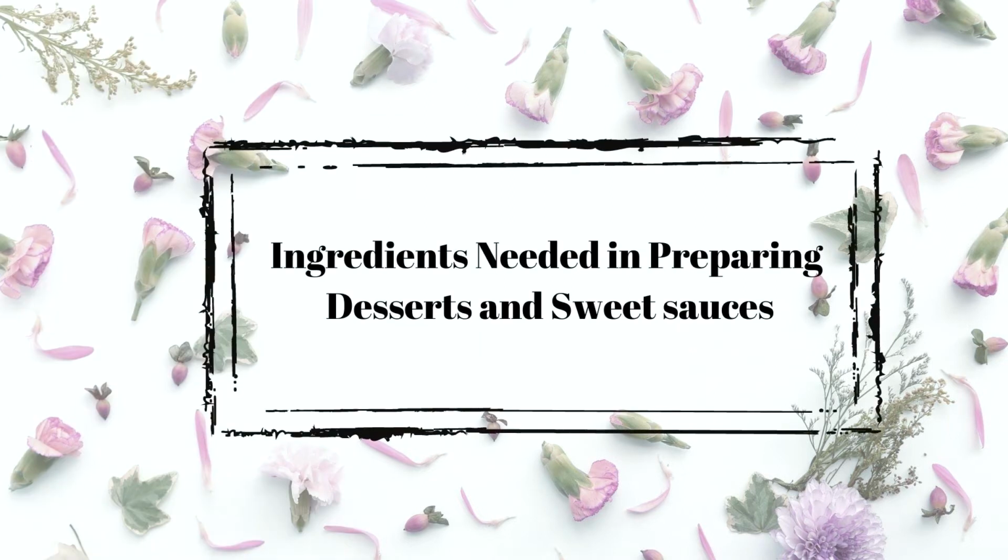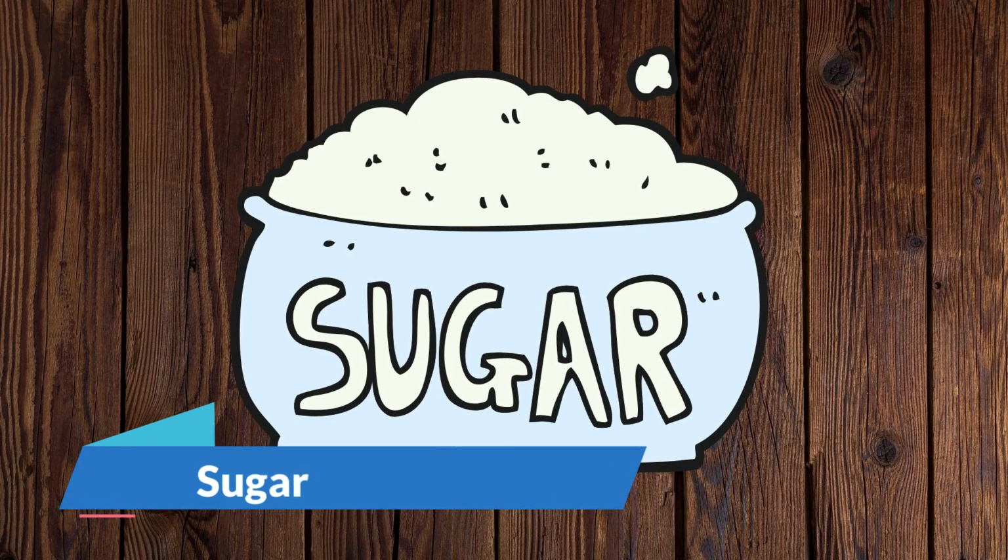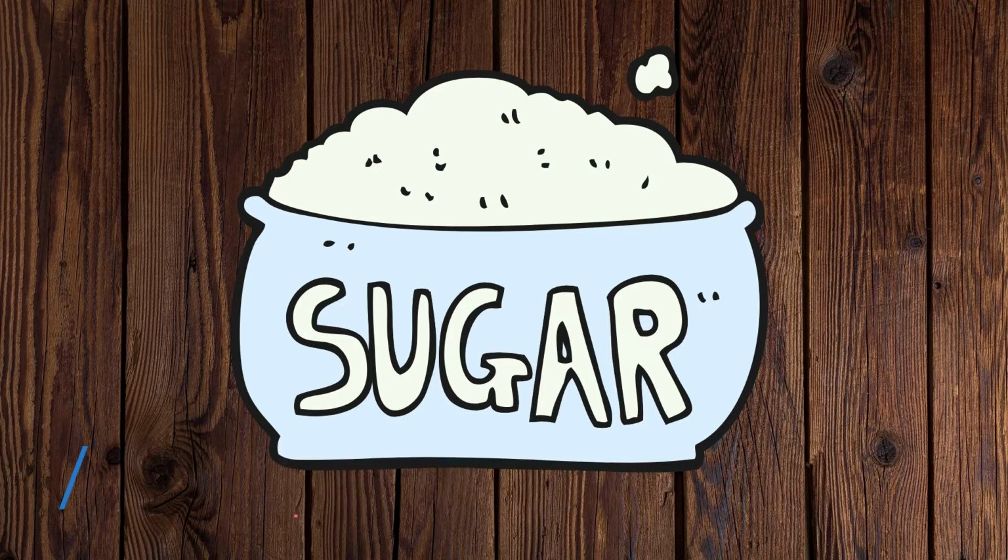Some of the most common ingredients are what we call the ingredients needed in preparing desserts and sweet sauces. We have sugar. Sugar is the common element linking virtually all desserts. It may be used to sprinkle over fruit, beaten into egg yolks for custard or into whites for a meringue. Many desserts use sugar syrup, which involves boiling sugar and water to the desired temperature.